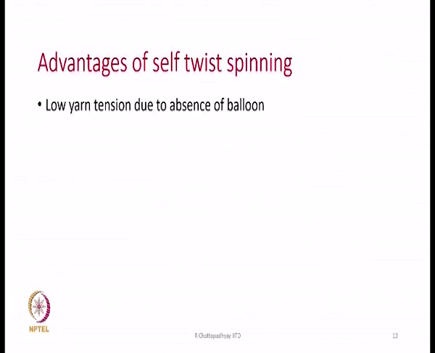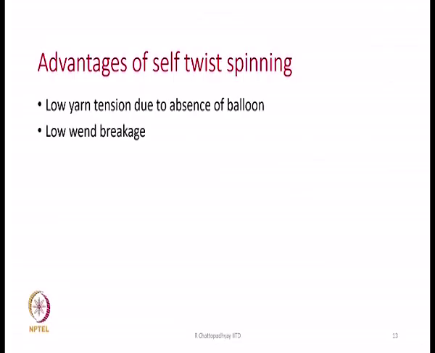The advantages of self twist spinning are the low yarn tension due to absence of balloon, the absence of traveler. So, spinning tension is very low, and end breakage is low. The end breakage also will be low because tension is anyway very low. So, breakage possibility is very less.